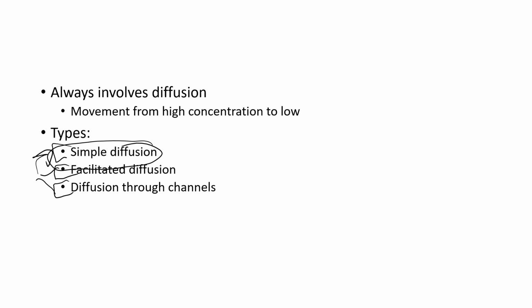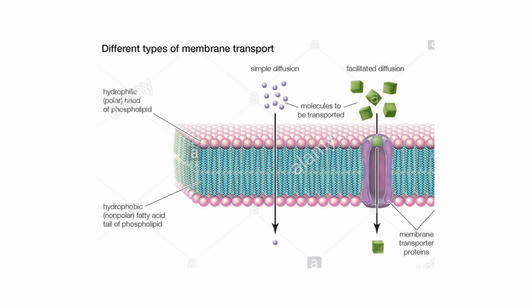All of these are types of passive transport. Molecules are going to move from high to low without energy. All right, so simple diffusion. I can't overemphasize how important this is. Simple diffusion is a type of passive transport. So there's going to be a higher concentration on one side of the membrane and a lower concentration on the other, and the molecule is going to move from high to low without any energy.